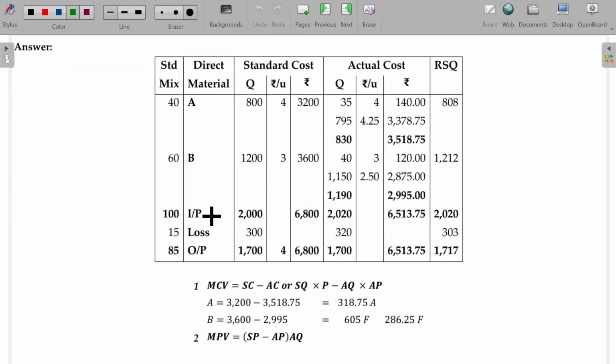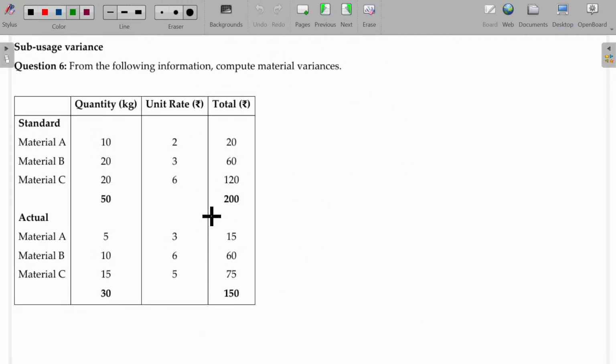So we'll move on to the last illustration for material variances. In this illustration, from the following information, compute material variances. Okay, so we have been given standard information 10, 20, 20, 50 being the input, and cost is also given, and actual is also given, the actual total cost also given.